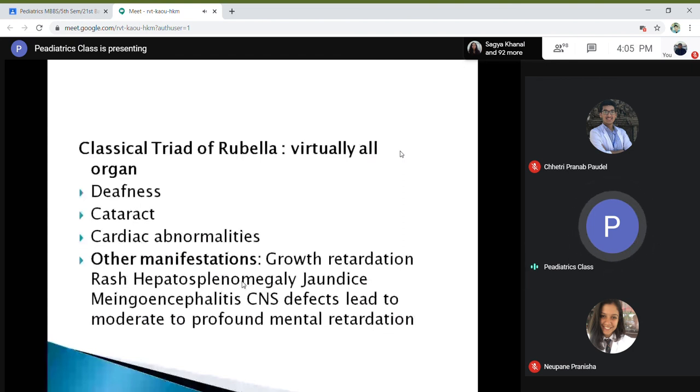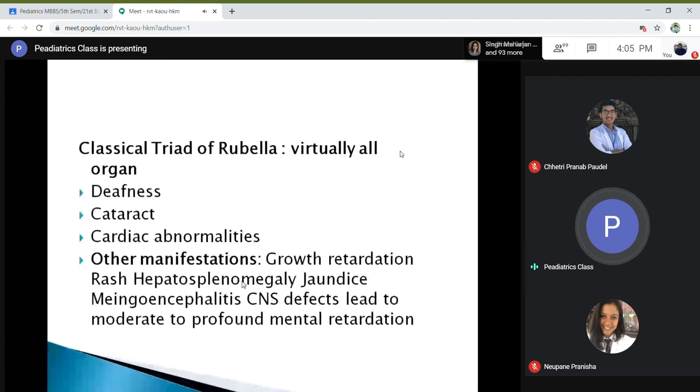Deafness, because the organ of Corti, the hair cells in your ear, are what the virus loves to infect. Then cataract, and cardiac abnormalities, congenital heart diseases like pulmonary stenosis maybe. Many other defects are there, but cardiac abnormalities, congenital heart disease, deafness, and then eye and ear, that's congenital.